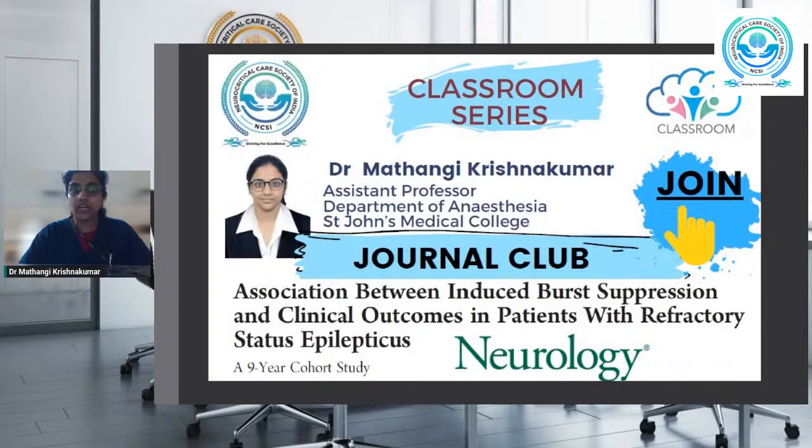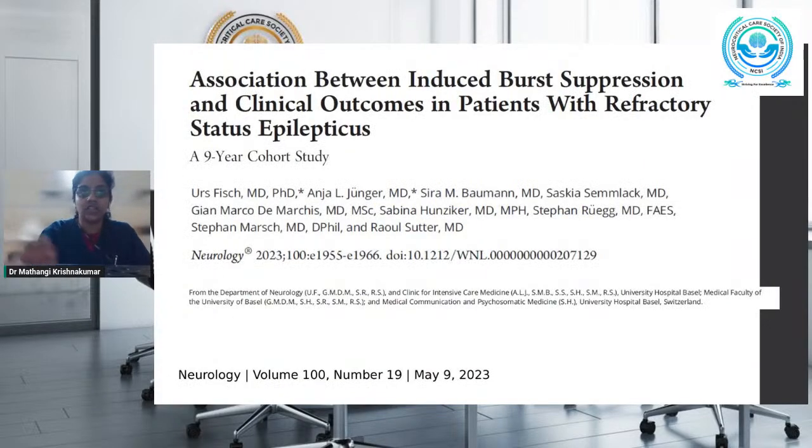The topic for today's Journal Club is Association between Induced Burst Suppression and Clinical Outcomes in Patients with Refractory Status Epilepticus, a 9-year cohort study. This article is from Neurology Journal, May issue 2023. It's by Fish et al. from Switzerland.